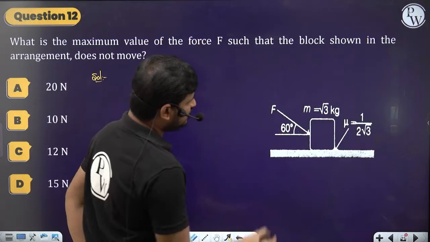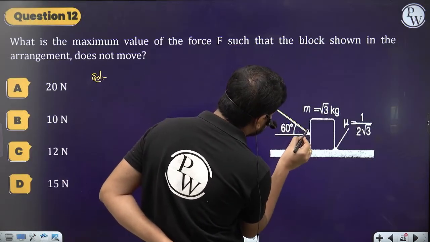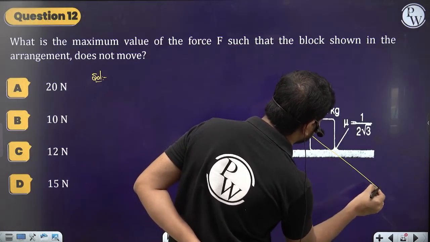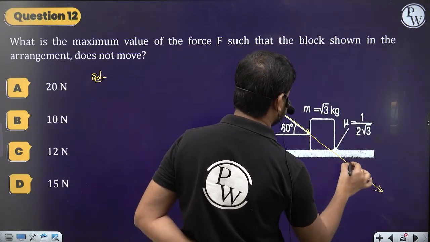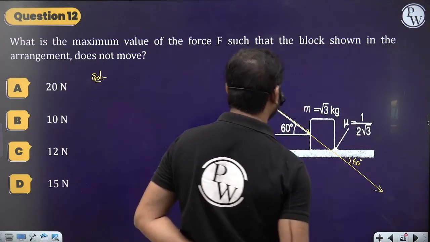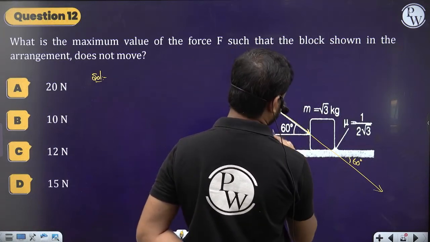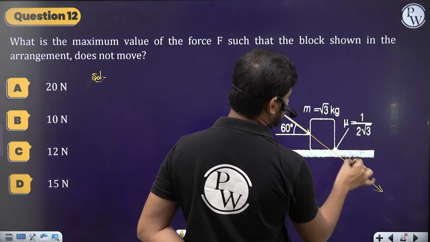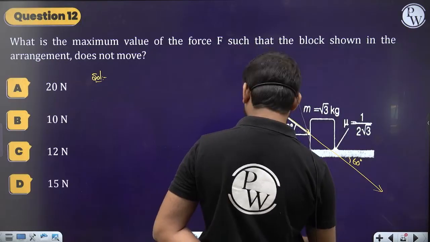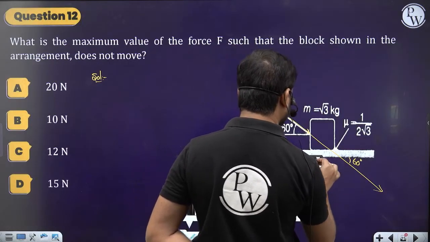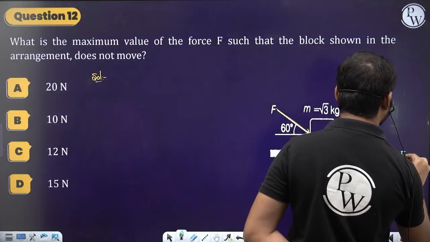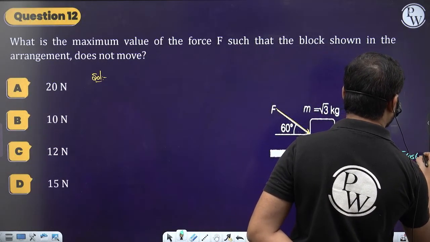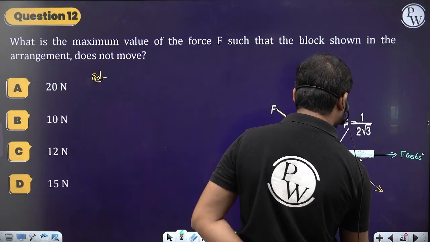First, what is the force here? Extend this force. If this is 60 degrees, this angle is also going to be 60 degrees, yes or no? Then draw the components of force. What are the two components of force? This side F cos 60, and this side F sin 60.